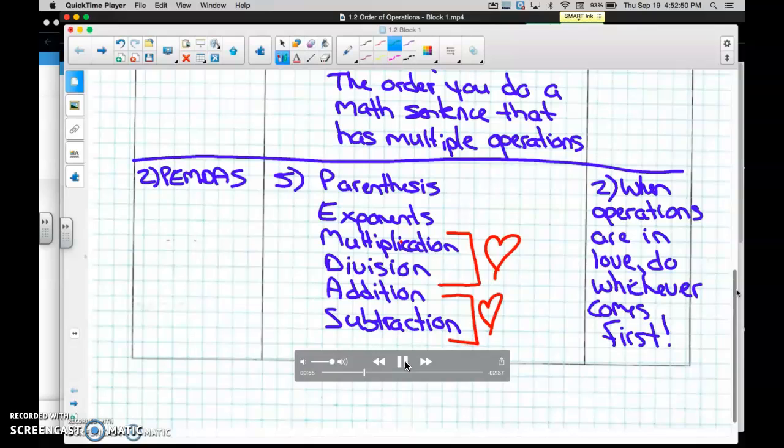I know you guys have seen this before. PEMDAS is simply an acronym for parentheses, exponents, multiplication, division, addition, subtraction. So this is the order in which you would do them when they happen in a problem.